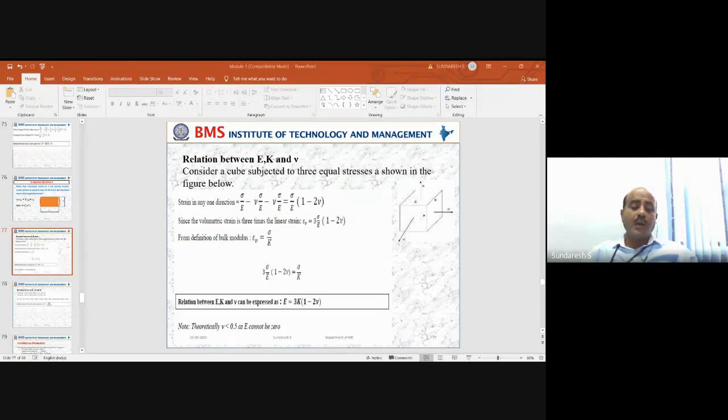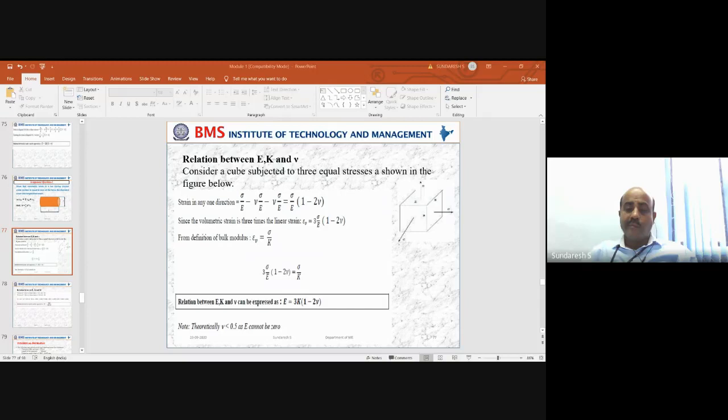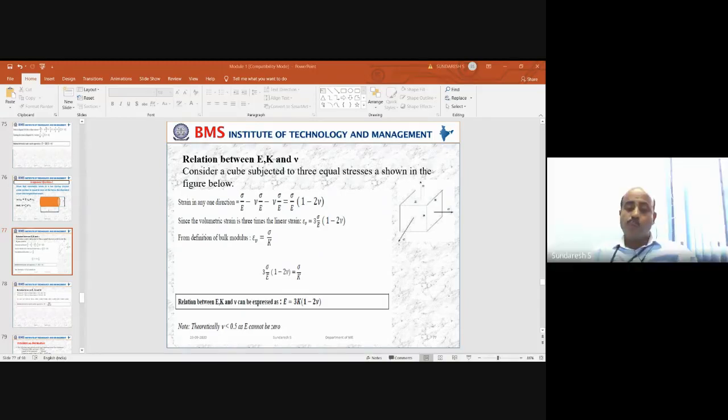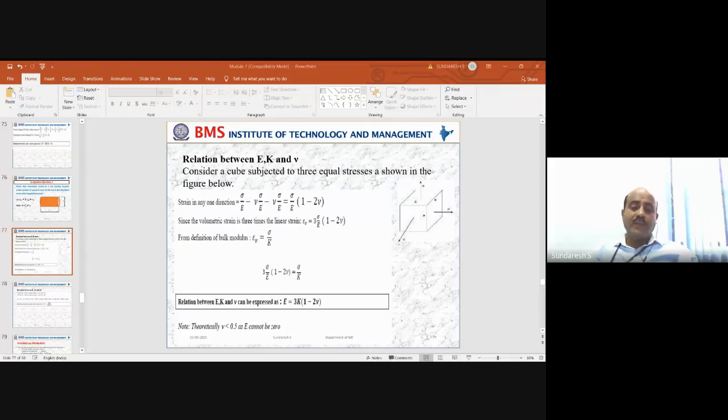Kritik N., yes, sir. Could you able to understand? If you have any clarification? Yes, sir. No, sir. Okay, right. Chetan Kumar, could you able to understand? Yes, sir. Right. Rahul Rathod, could you able to understand? Yes, sir. Understood, sir. All right. Anybody is having clarification with this?